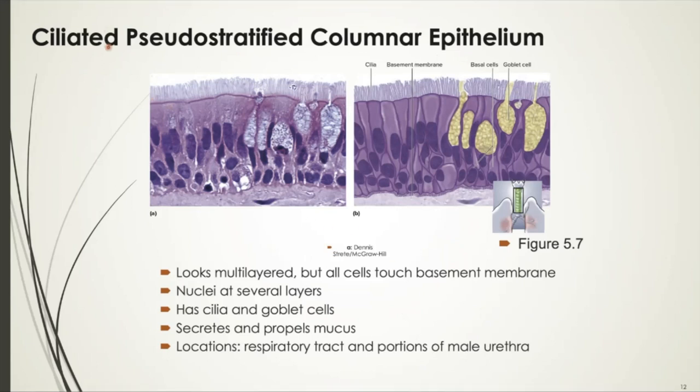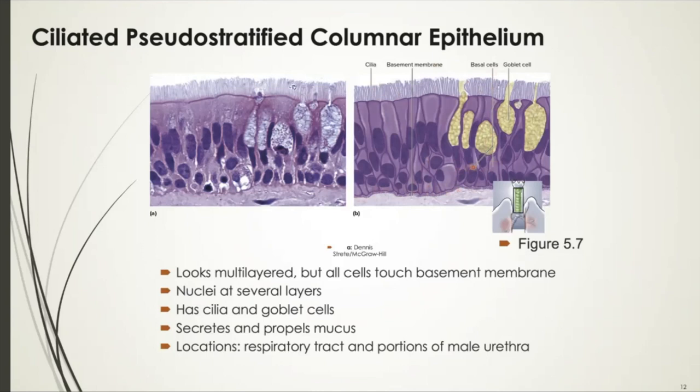Okay, so ciliated, which is not the microvilli, ciliated pseudostratified columnar epithelium. Oh my gosh, that is a mouthful. Let's say it again. Ciliated pseudostratified columnar epithelium. Okay, so where would I find this? This is the actual microscopic view of it. Here's a nice picture of it. As you can see, the cilia are extending off of the surface. The basement membrane is on the basal surface down here. You can see that you have the basal cells.